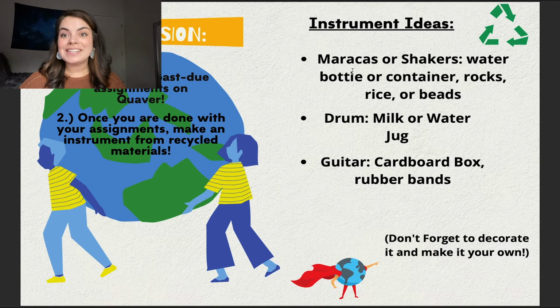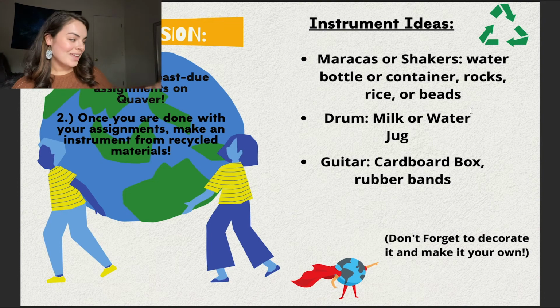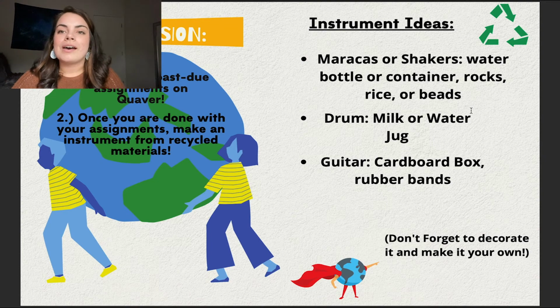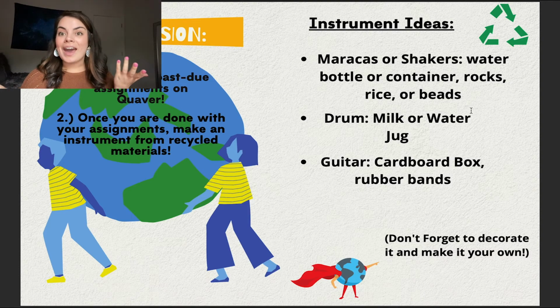So a very easy instrument that you can make is a maraca or a shaker, and you can use a water bottle, or a student used an oatmeal container and made her own shaker, and that was awesome. She decorated it and everything. And then you can fill those things with rocks. If you have rocks maybe out in your yard, or rice or beads, whatever you have that is loose and will make those shaking sounds, you can put it in your container and you have a maraca.